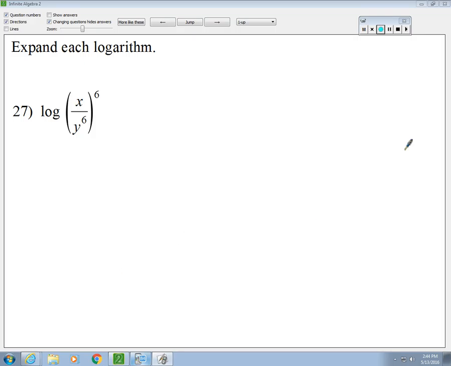Okay, quickly try 27. See if you can do 20. Okay, it's log base 3. So you would write log base 3 of A and log base 3 of B. What do we do with this 4? Put it in the front, and then 3 goes in the front. What sign goes in the middle? Minus. Okay, number 29.